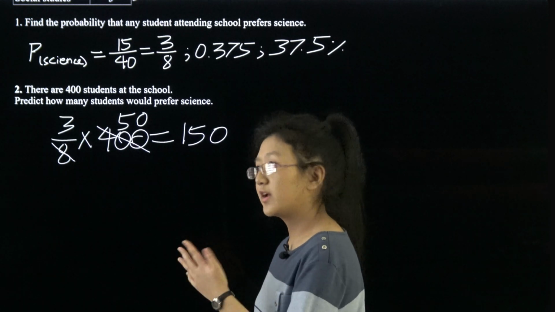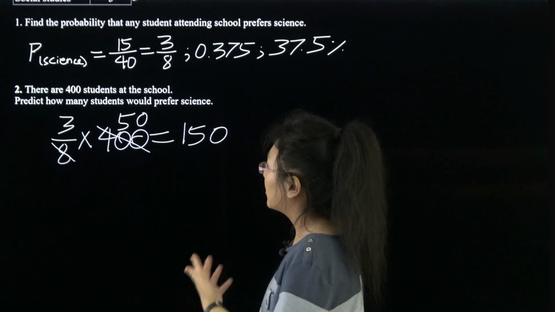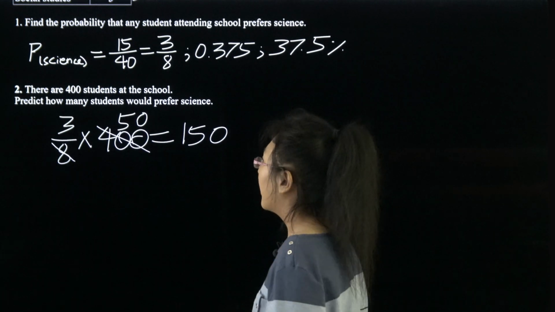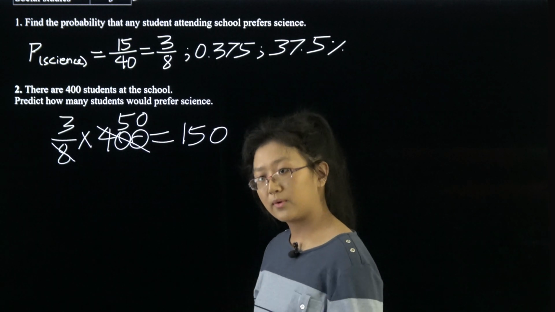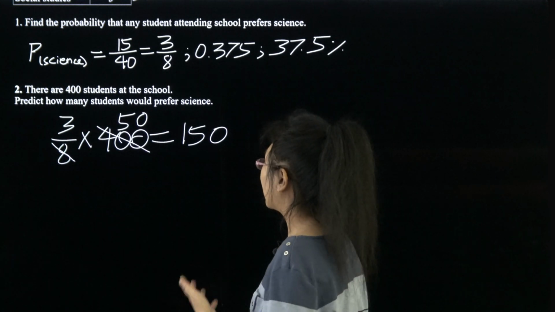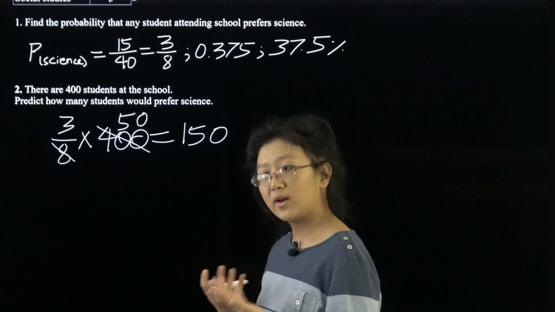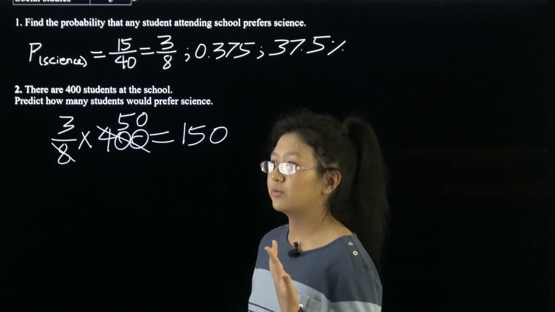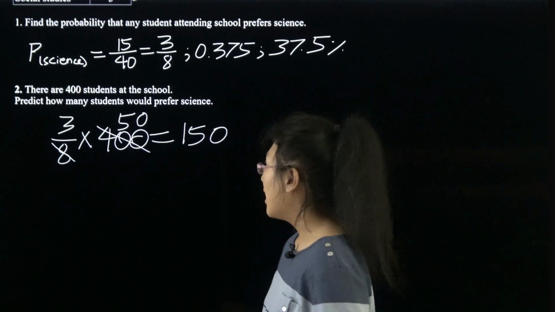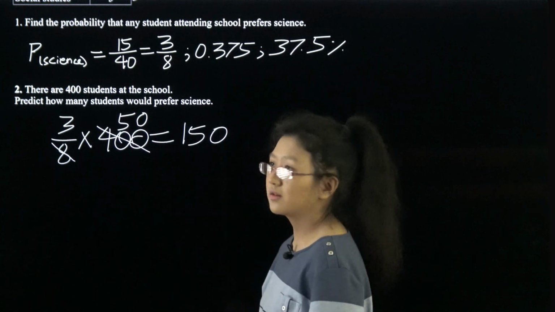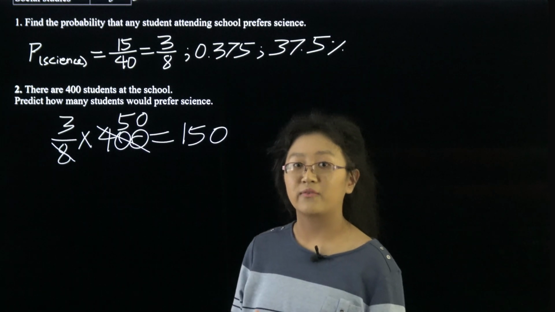You could say we predict that 150 of the students would prefer science, or you could say according to the data that we were provided, a prediction would be that 150 students prefer science. Or word it in whatever way you want. Just make sure that you clarify that it's a prediction and that it's 150 students that prefer science.